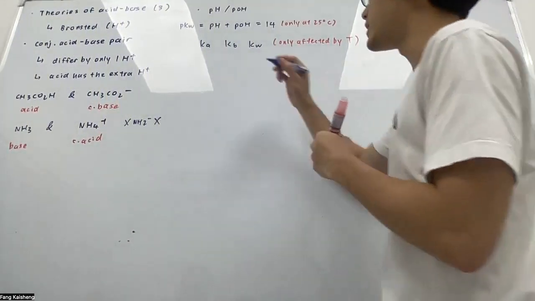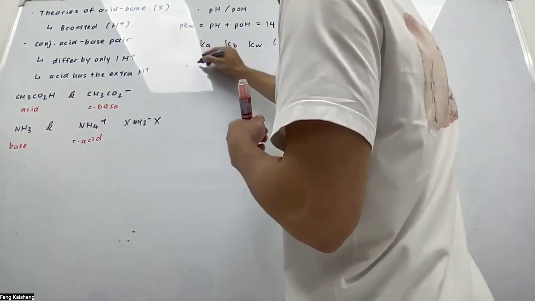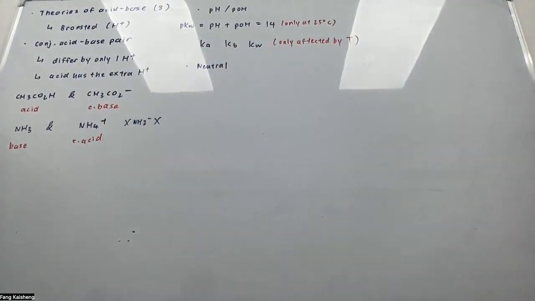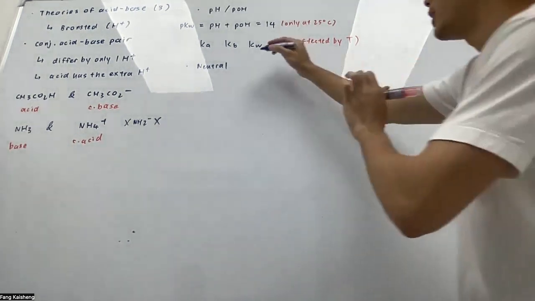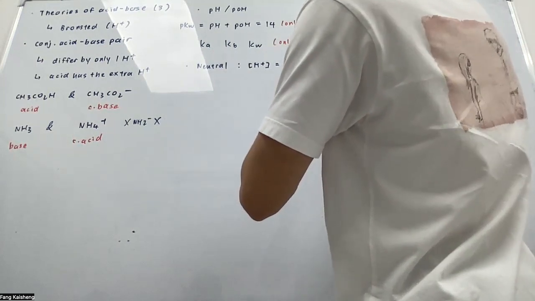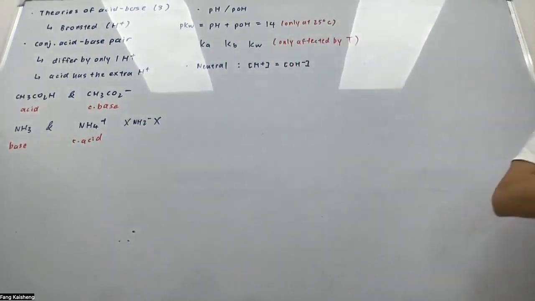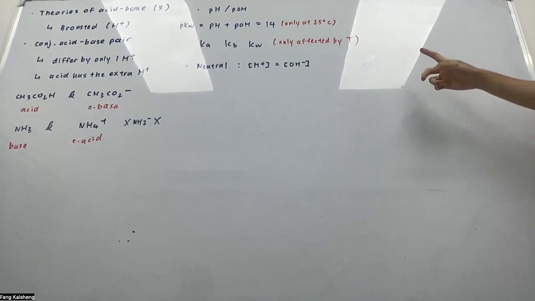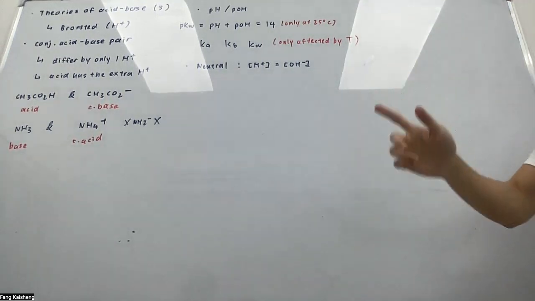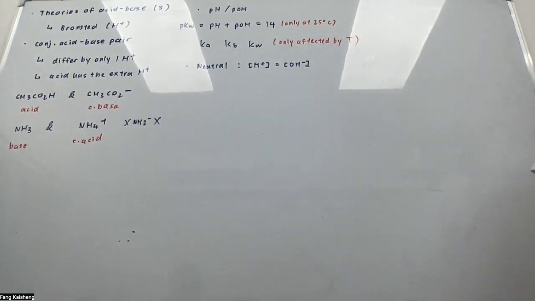All good? Next, guys, what's the definition of neutral? Both equal. What is equal, correct? Neutral is when the concentration of H plus and OH minus are equal, good. Is pH 7 neutral? Never. I'm wrong already. That was only correct in secondary school, but in real life, it's wrong. This is the definition of neutral.